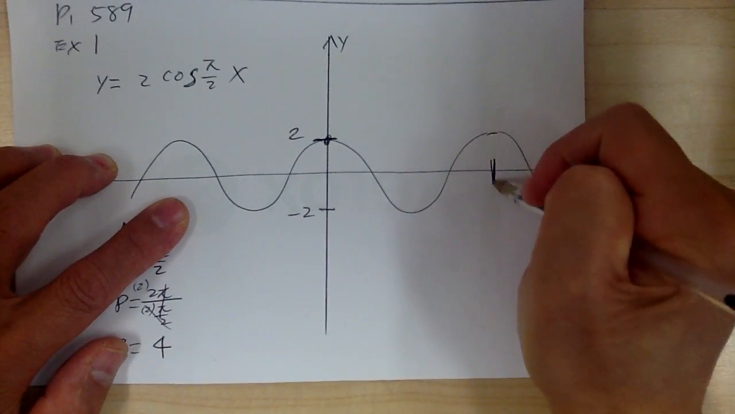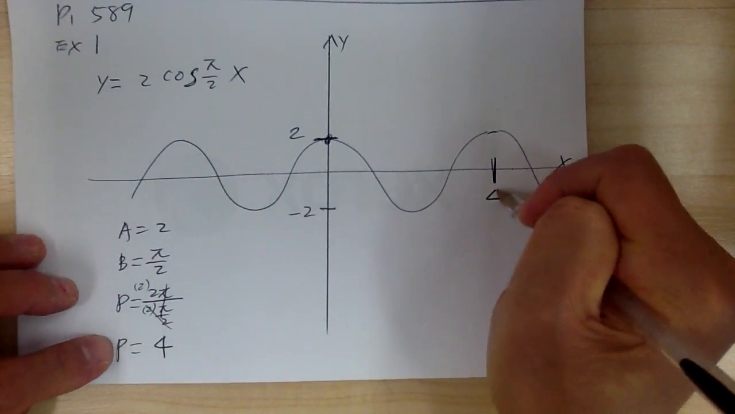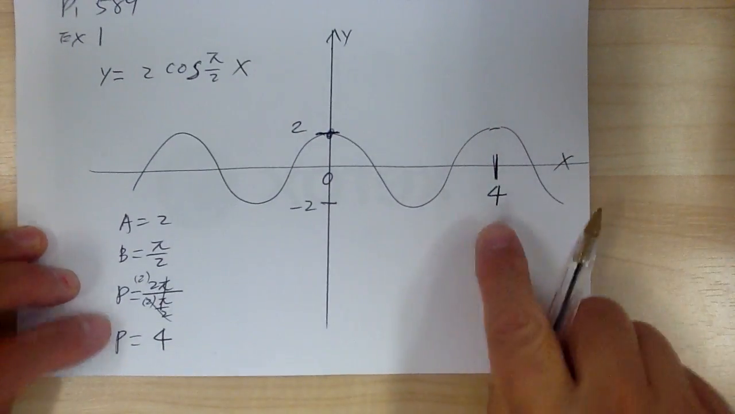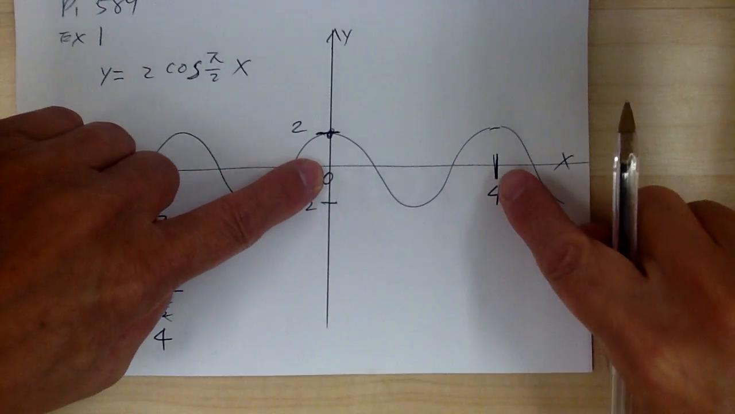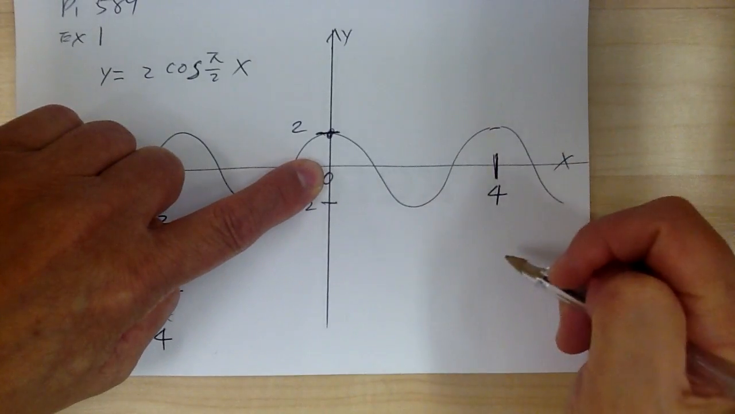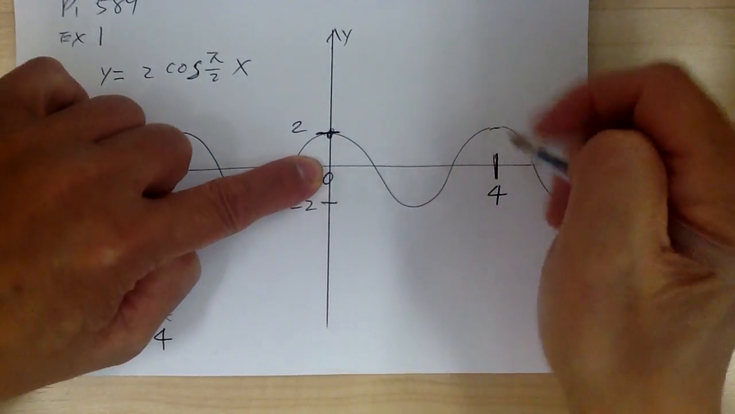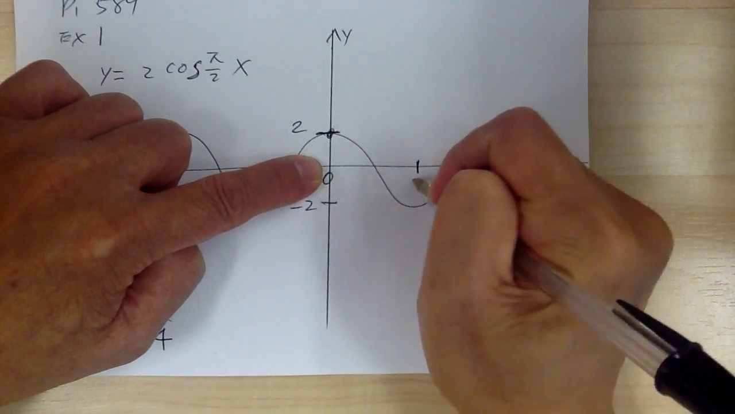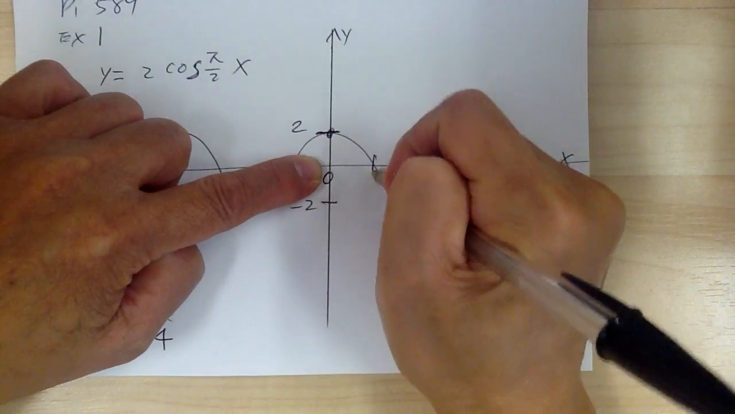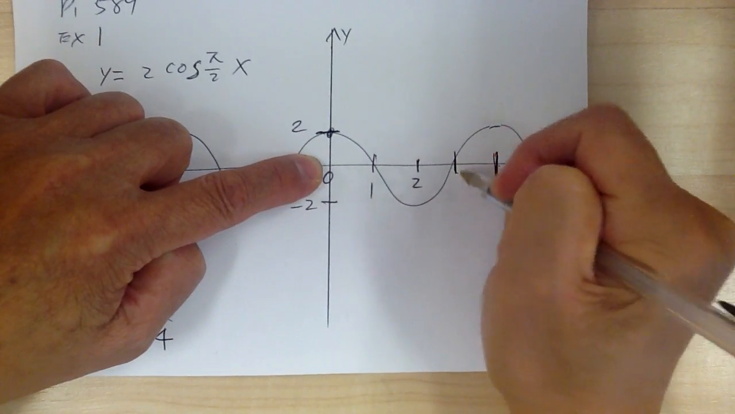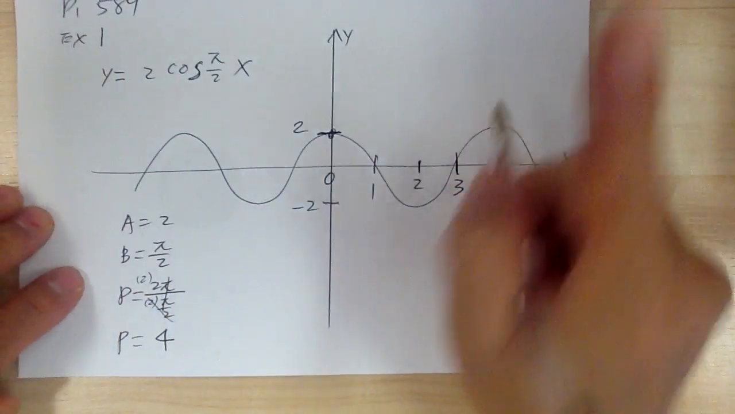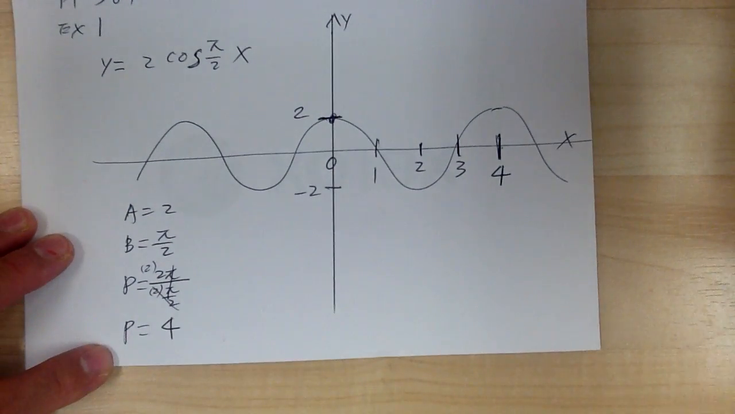So right over here, this would be the 4, right? And this is a 0, right? Period is 4, so from 0 to 4, that would be the 1 period. Then after that, you're just going to divide it up. So if this is 4, this would be the 2, and this would be the 1, and this would be the 3.